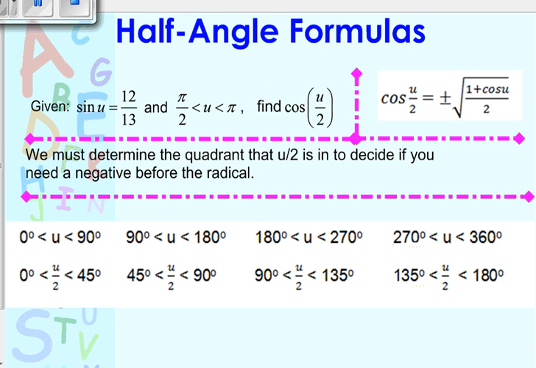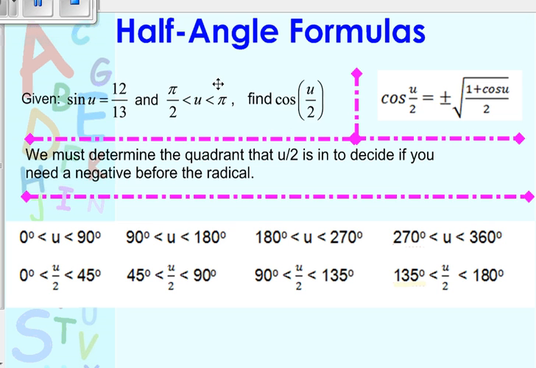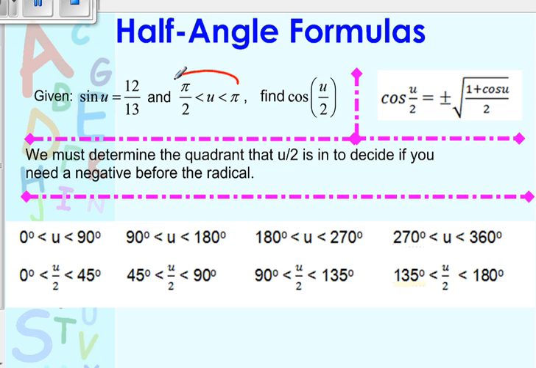Okay, so now we're going to talk about what happens when we're talking about triangles. Okay, so in right triangles, we are no longer given what u divided by 2 is. We're actually given what u is. So in order to determine which quadrant it is, we have to take its interval for what quadrant it is, and we have to divide everything by 2 because we need u over 2. Or u divided by 2, sorry.